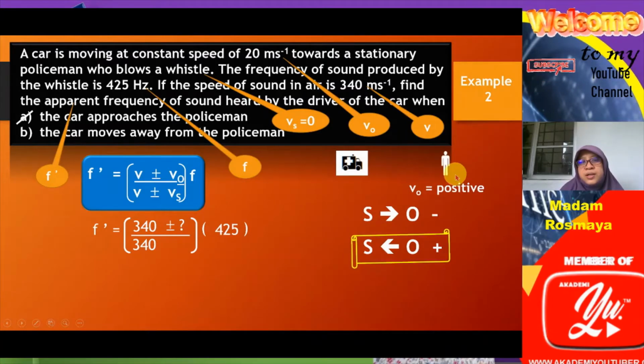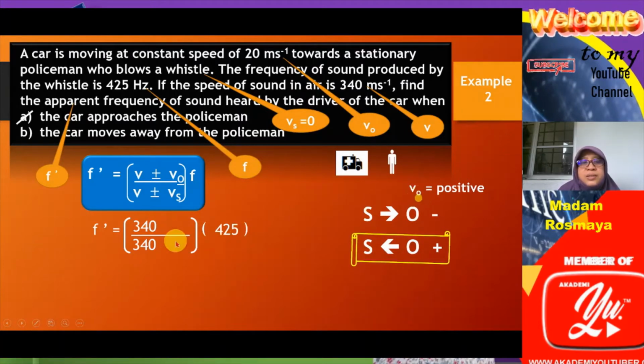The observer approaches the policeman. The observer is represented by the man here. So approaching the policeman means positive. Okay, the observer, the car, approached the policeman.